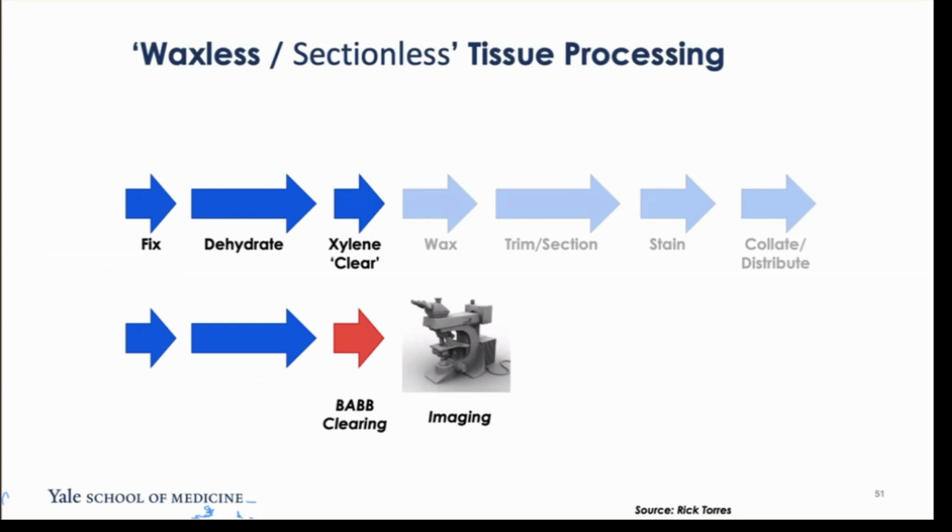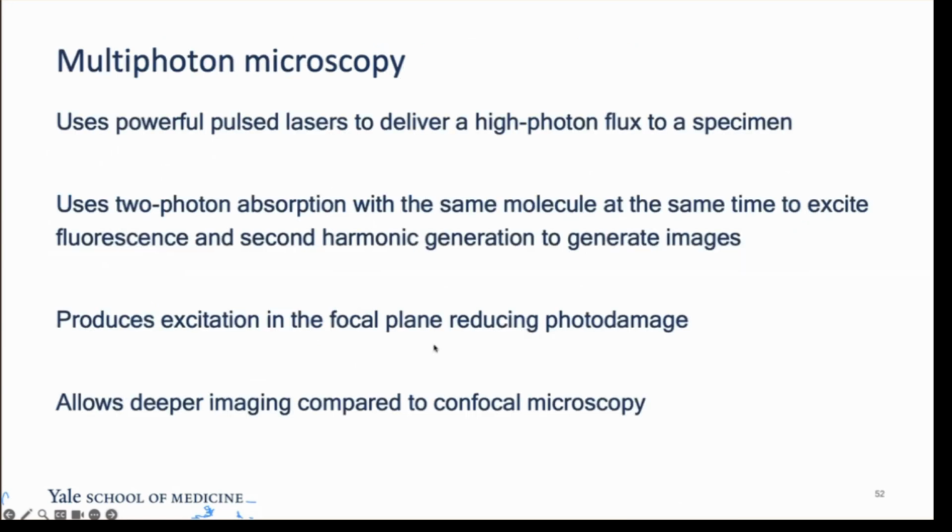And this is basically the outline of the workflow. Traditional paraffin processing fixes a tissue. There's a whole series of chemical steps. We embed it in wax, trim it, section it, stain it, and then the slides are distributed. Whereas for multiphoton microscopy, we basically fix it, it undergoes a process called BABB clearing, and then it's imaged.